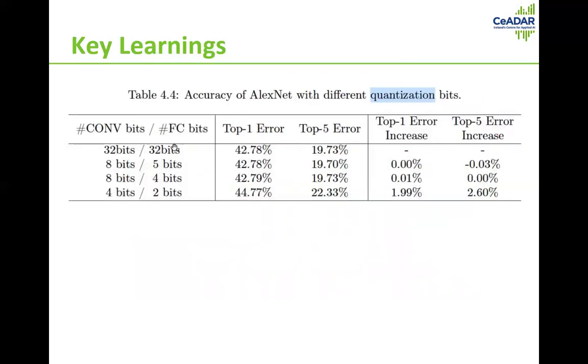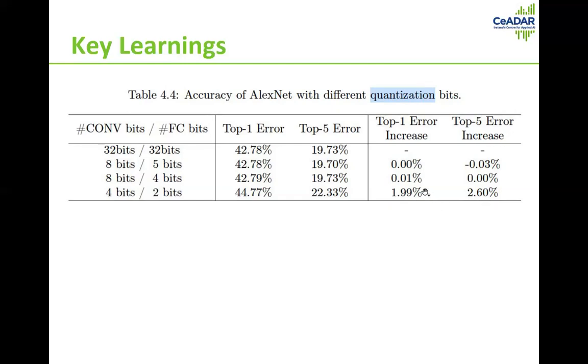Not just with pruning, let's talk about quantization again. 32 bits is what our CPU and GPU generally use as precision. These are the convolutional bits and these are the fully connected bits. So if you use 32 bits for convolution and 32 bits for fully connected, we get 42.78% and 19.73% error in AlexNet. But when we quantize these weights to 4 bits and 2 bits, we get 44.77% error and 22.33% error. So there is an increase in error of about 2%, 1.99 and 2.6 here.